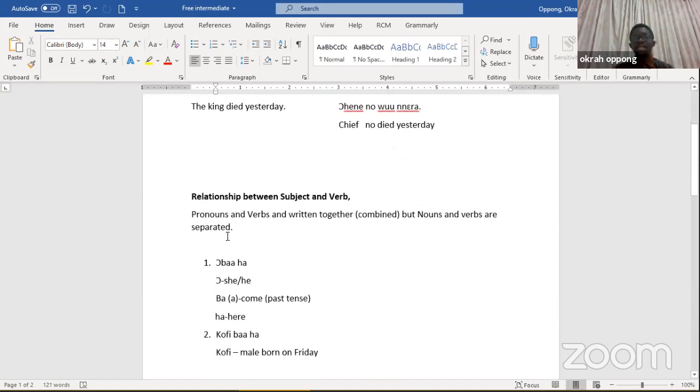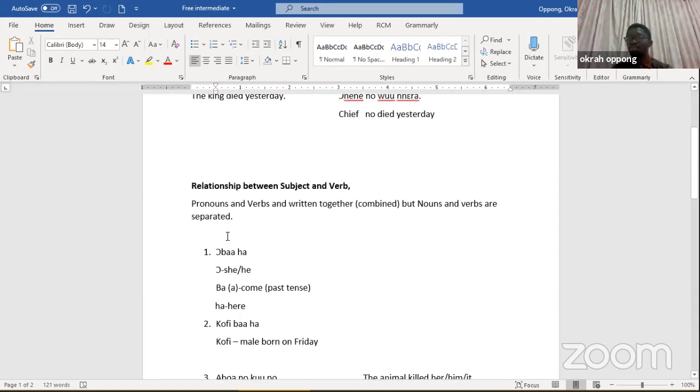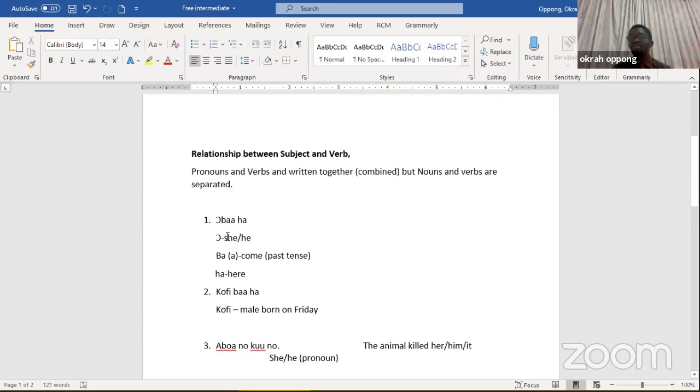Then we also talked about the relationship between the subject and the verb. So we said that when the subject is a pronoun, we write it together with the verb. I gave an example like obaha, where the o means she or he, and the ba means the verb. So we combine the pronoun, which is the subject, and the verb together. So that gave us a sentence in one, oba.